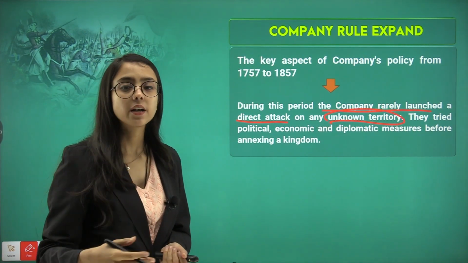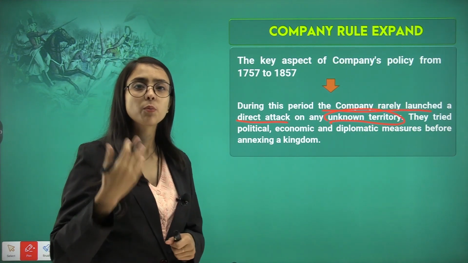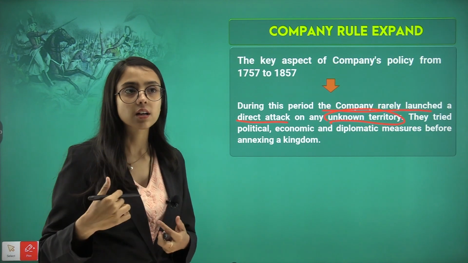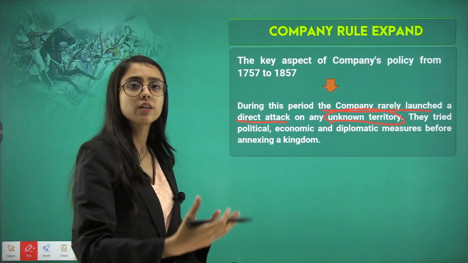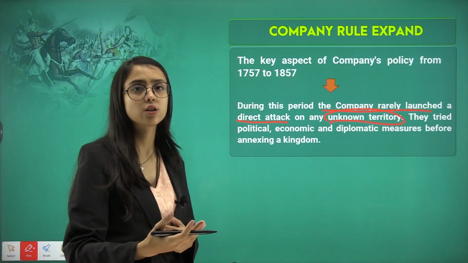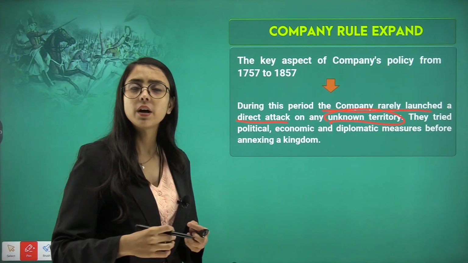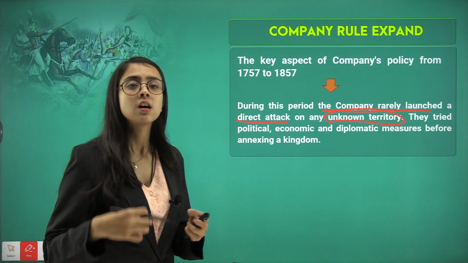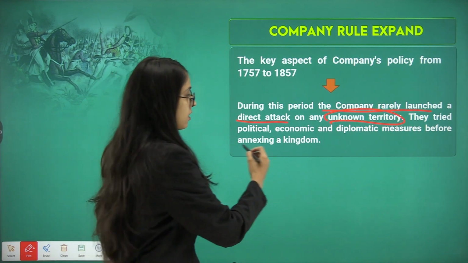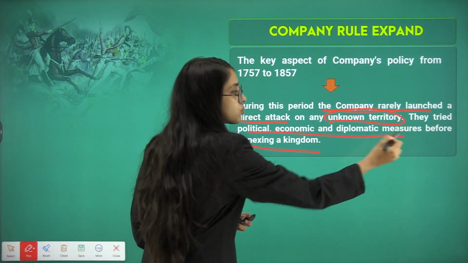They tried political, economic, and diplomatic measures in order to annex the kingdom. They started to talk with kings so that they would surrender themselves, or economic benefits were provided to rich rulers. Diplomatic measures were taken so that the kings and rulers would surrender to them. So these three things are important to note here.